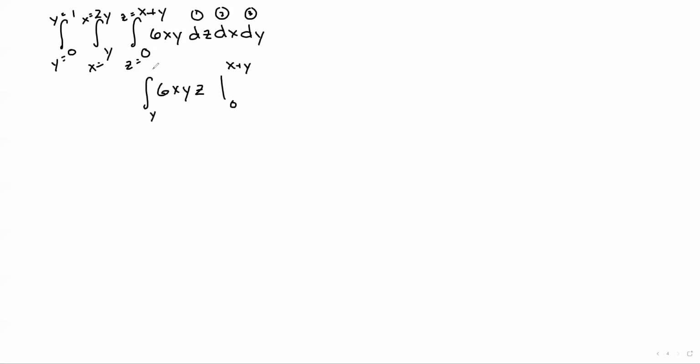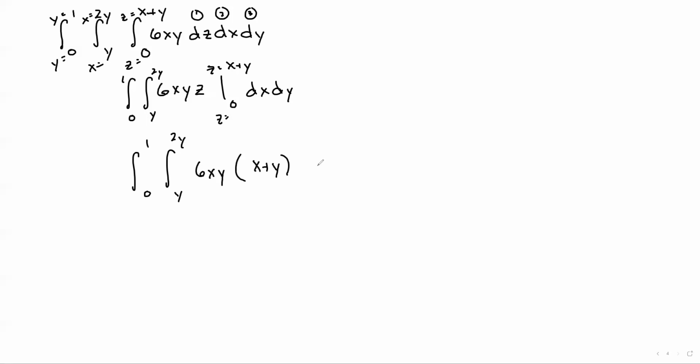And then we still have y to 2y, and we still have 0 to 1, and we still have dx and dy. All right, and then these are z bounds, so we just substitute them in for z. We're going to get, from y to 2y, 6xy times x plus y, and then minus with z equals 0 plugged in. If you plug in 0, you're going to get 0, so we don't have to put the minus 0. Okay, and now our next integral is with respect to x. The easiest way to do this is probably to go through and simplify it.